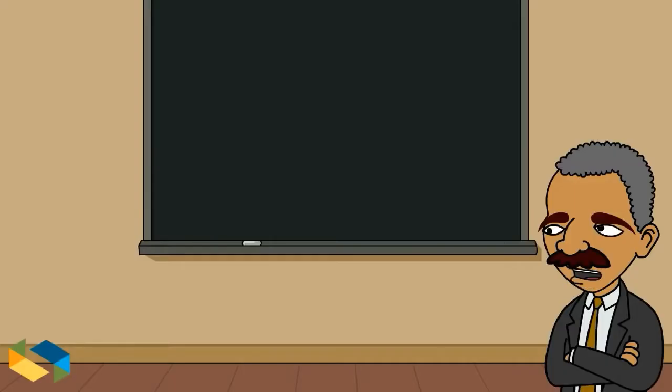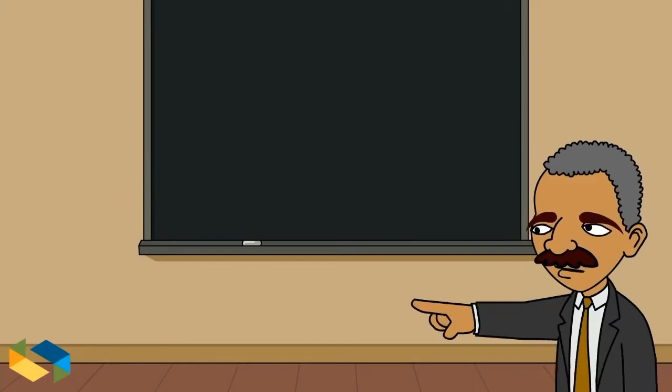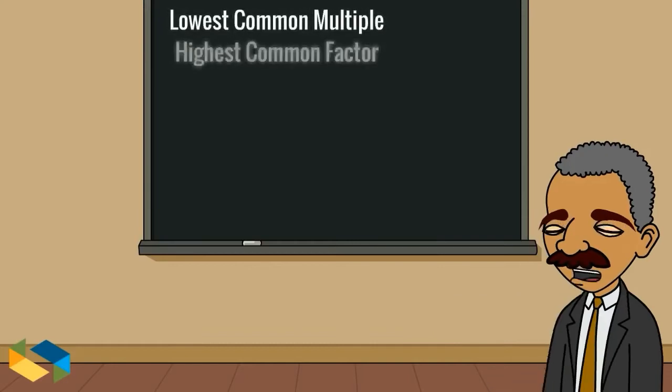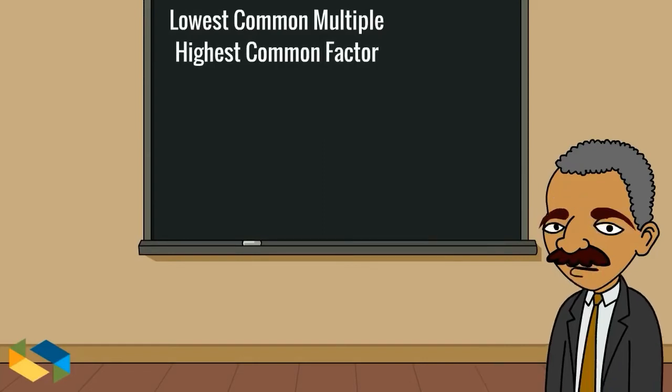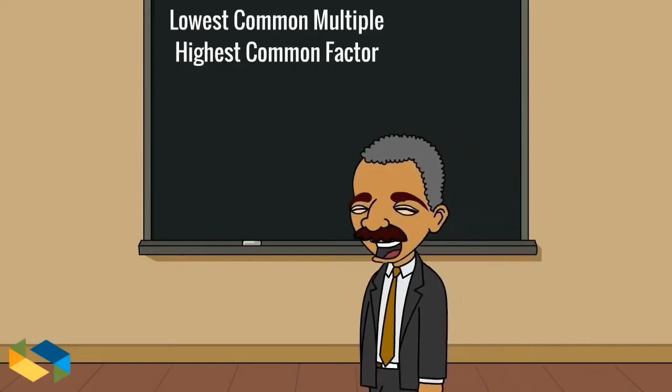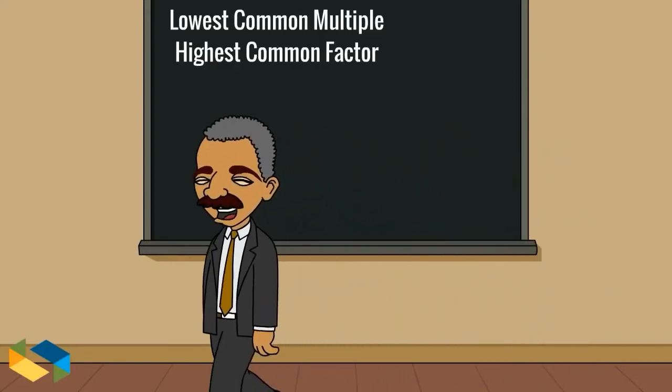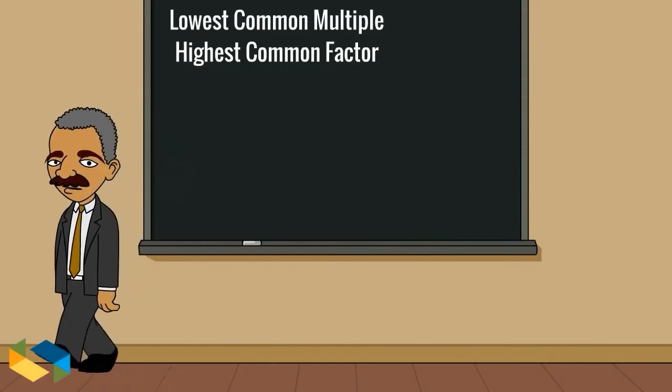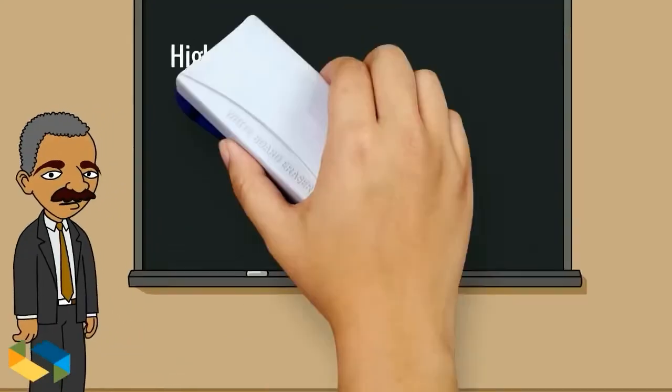Hello and welcome once again. Today we are going to learn LCM and HCF, which stand for lowest common multiple and highest common factor respectively. Confusing as they may sound, but let me tell you, they are really very simple. So let's begin first by understanding what we mean by a factor and what we mean by a multiple.